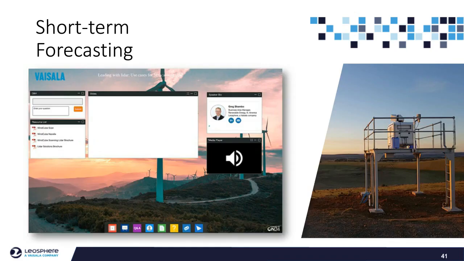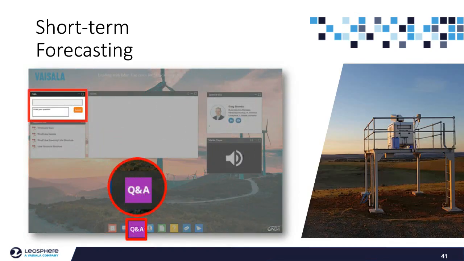Okay, first question. What's the maximum range someone can expect with using the scanning LiDAR? The maximum operational range will depend on the LiDAR parameters and also on the atmospheric conditions.